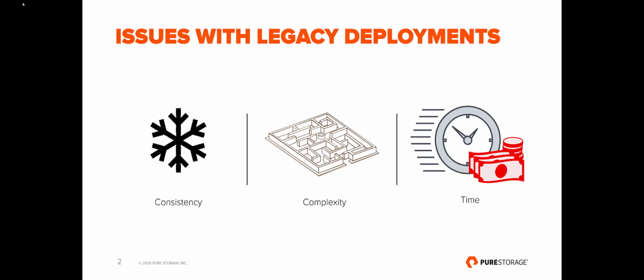Really what it comes down to is that there are three key issues that we see with legacy deployments. Obviously, you can still get a FlashStack deployment done today, but within that realm, we see really three things that continually come up. The first being consistency between deployments. Having a blueprint to deploy from is a lot easier than having to start from scratch and figure stuff out over and over and over again. So we want to prevent that snowflake type of deployment.